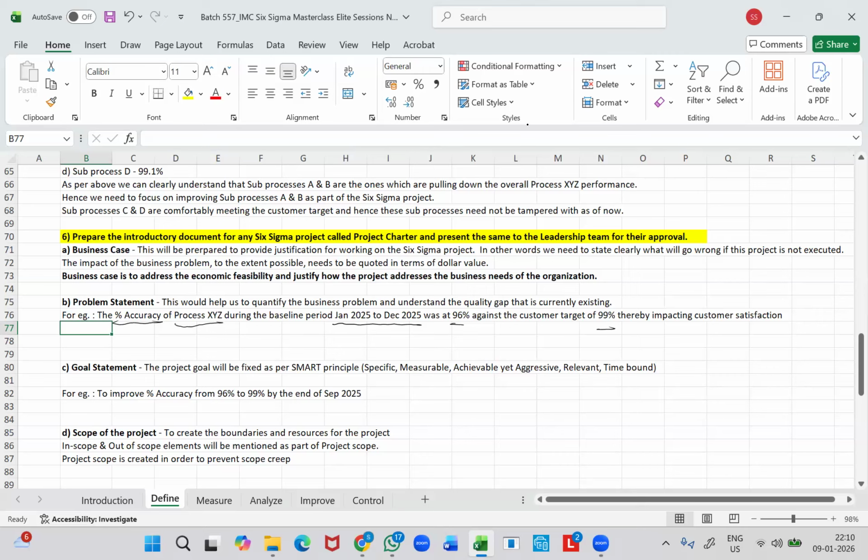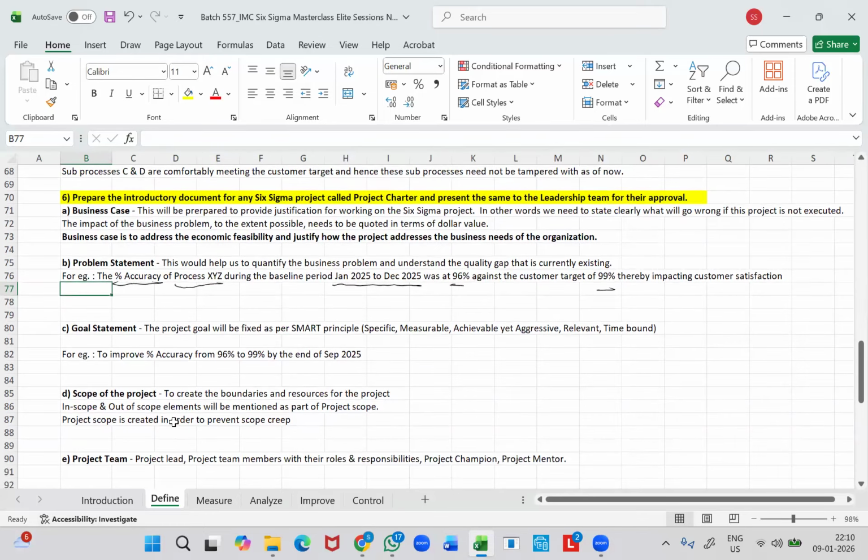So we should not be writing stories under problem statement. Very, very simple, short and crisp. The next one that we are going to look at is the goal statement. So goal statement is where we are going to fix the project goal. And this will be done as per a principle called SMART principle.